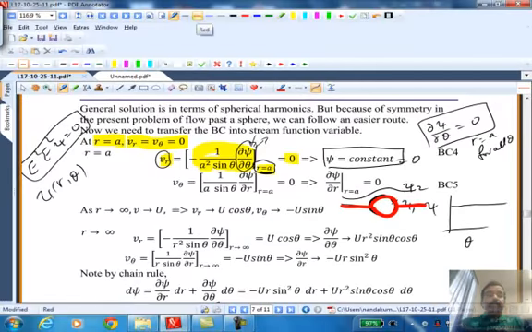Next, the next condition is that V theta is equal to 0. But the definition for V theta is 1 over r sine theta d psi dr. But again, this is evaluated at r equal to a.